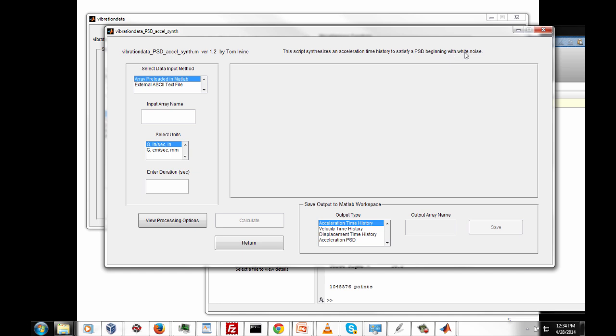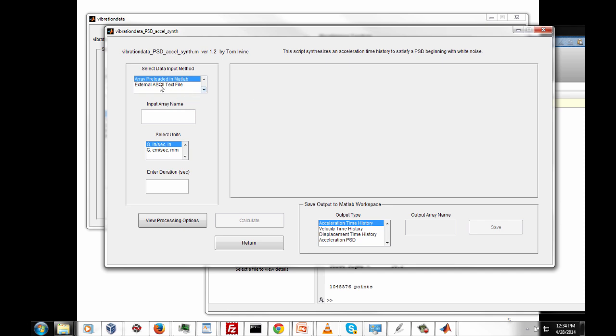Now, we're going to begin with white noise, but our resulting acceleration time history will typically not be a white noise time history. It'll still be broadband random, but if our PSD specification has various ramps and slopes and peaks and valleys, then the resulting synthesized time history will not be white noise. It'll still be broadband random, and it still will have a normal distribution.